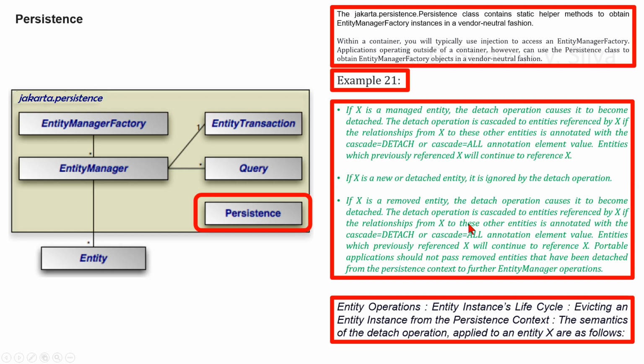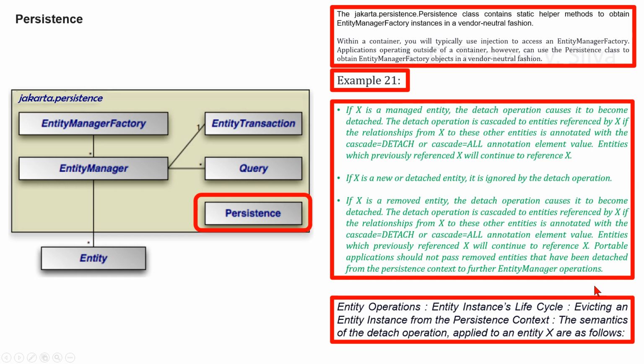Now we are considering evicting an entity instance from the persistence context in entity instance lifecycle and entity operations. The semantics of the detach operation applied to an entity X are as follows. The entity instance is removed from the persistence context by invoking the detach method on it or by cascading the detach operation. Changes made to the entity, if any, including removal of the entity, will not be synchronized to the database after such eviction has taken place.